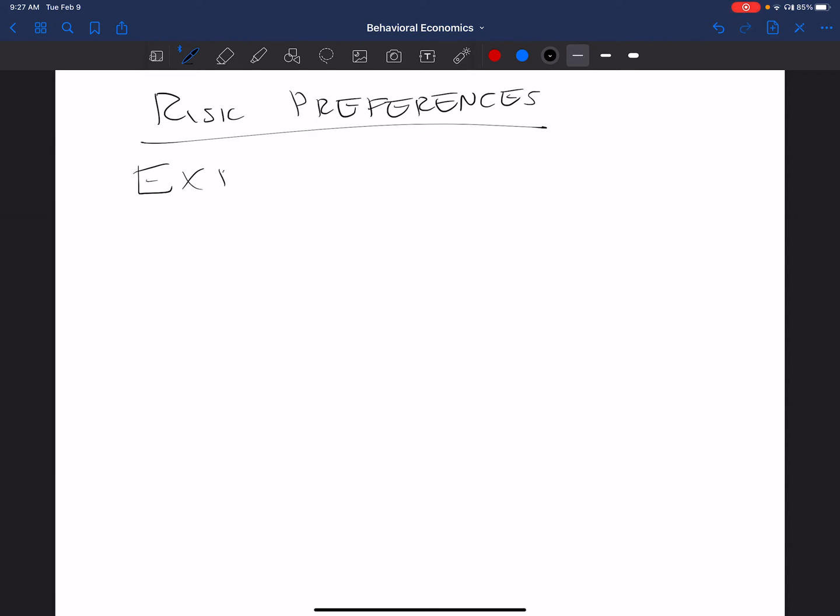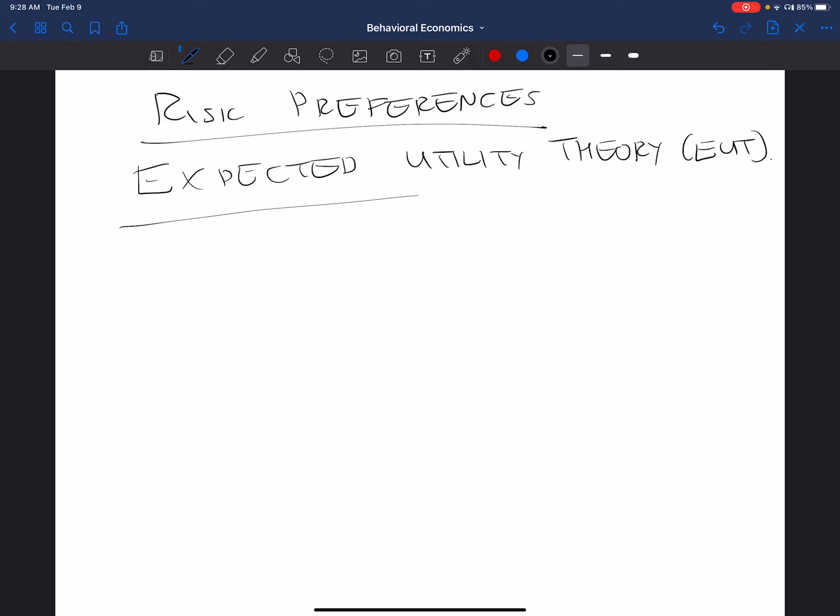Here we're going to talk about risk preferences. So what we need to do is start with expected utility theory, which we'll often refer to as EUT. Now, when we think about expected utility theory, we have to define a few terms.